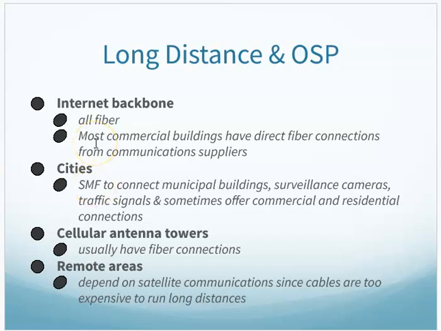Internet backbones, predominantly single mode fiber, long links. Cities, again, single mode fiber connecting buildings. Cellular antennas usually have fiber connecting from the central office or the switching office, if you will, out to the antennas. Typically it's going to be single mode fiber out to them. And in remote areas where cabling might not be possible, there might be a satellite or wireless type connection, where there's not a cable infrastructure in place.